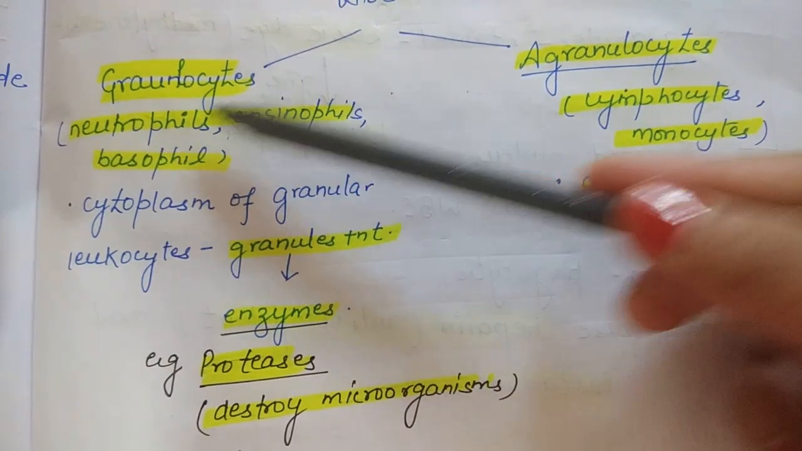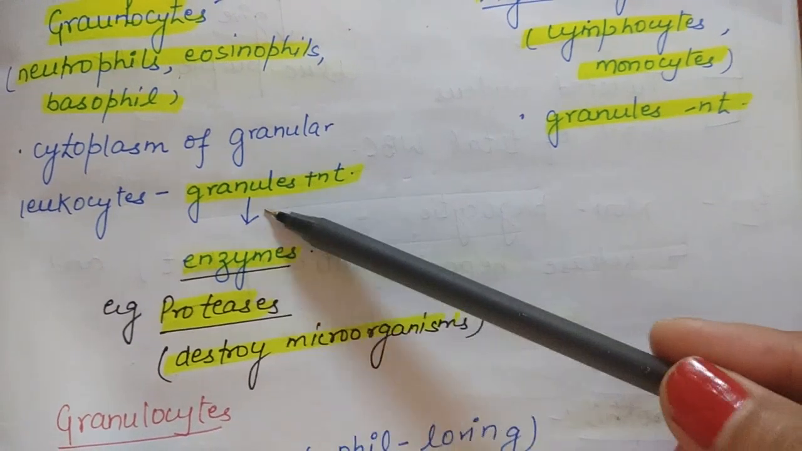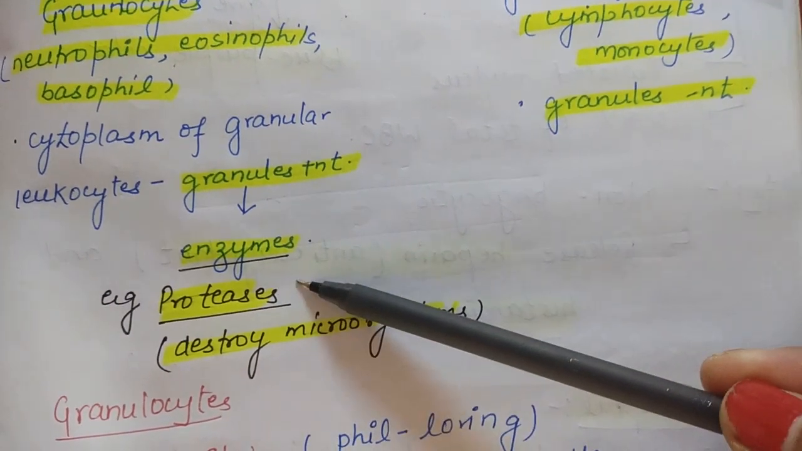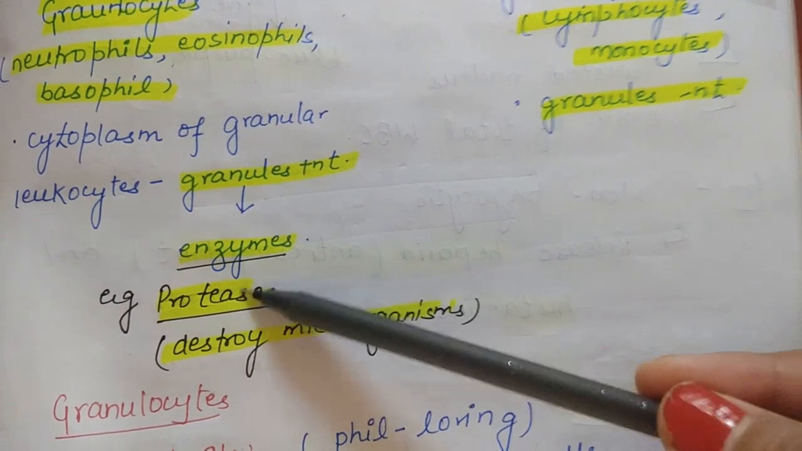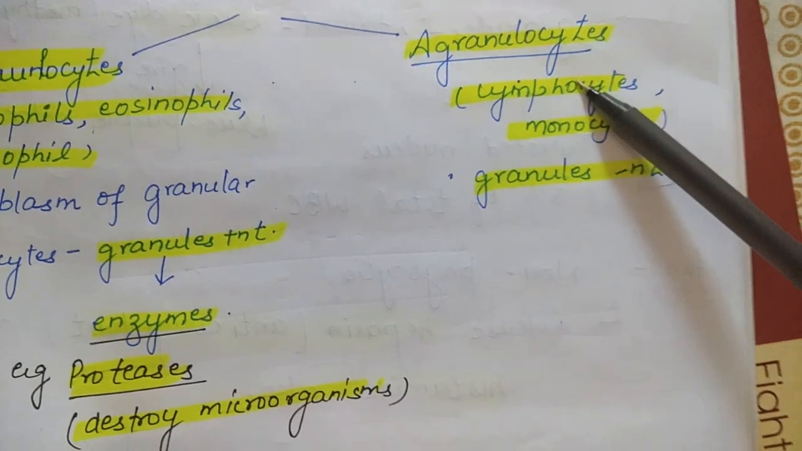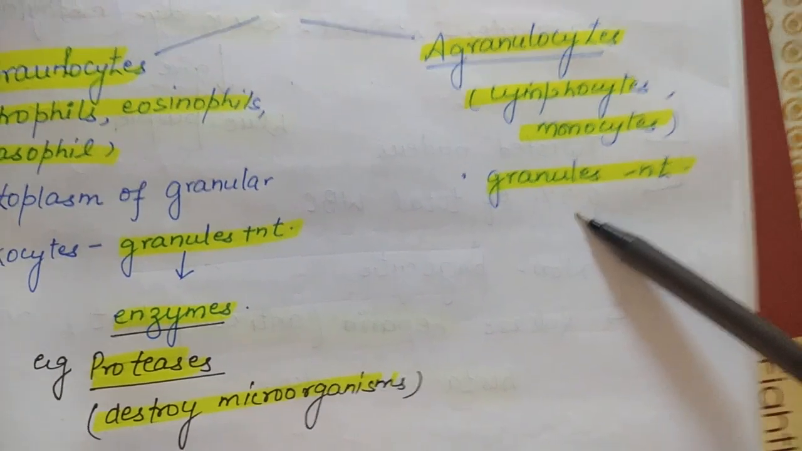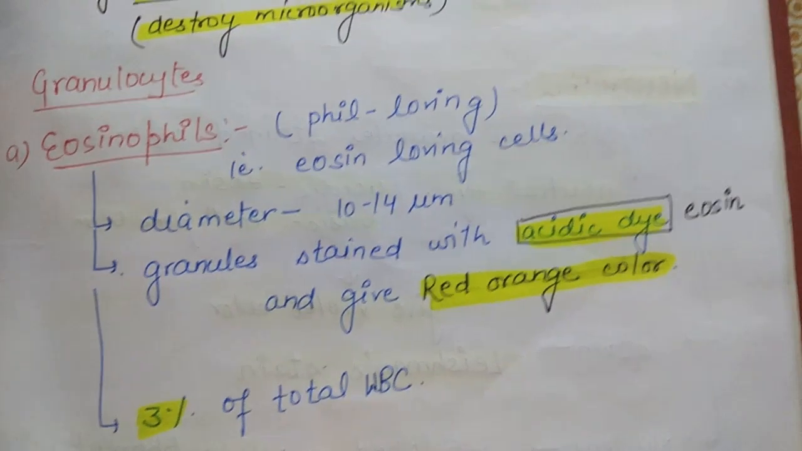It includes neutrophil, eosinophil and basophil. These granulocytes secrete enzymes, for example protease. These enzymes destroy the microorganisms. The agranulocytes are lymphocytes and monocytes, in which granules are absent. Now we will discuss granulocytes and agranulocytes one by one.